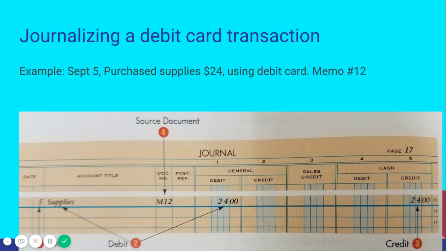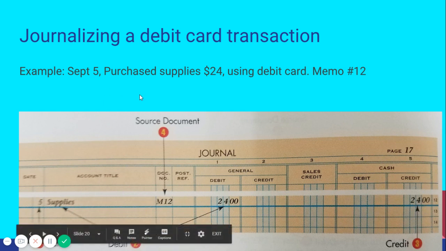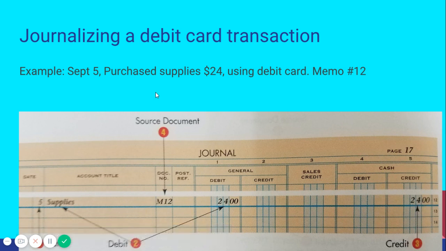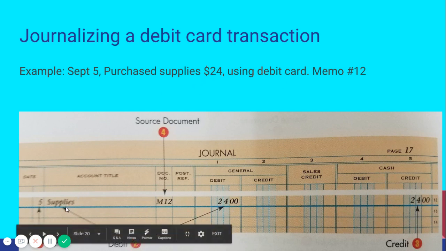Journalizing a debit card transaction. On September 5th, you purchased supplies for $24 using a debit card. Again, the debit card does not matter. It just tells you it's coming out of our cash account. When you purchase supplies, it's increasing our supplies value, and it's decreasing our cash.